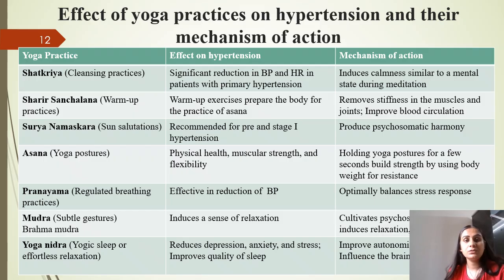Like Shatkriya, it helps to reduce BP and HR in patients with primary hypertension. The mechanism of action includes that it induces calmness similar to a mental state during meditation. Next one is Shri Sanchalan. Warm up practices, so that our body is prepared for the practice of asanas. So this removes stiffness in the muscles and joints and helps to improve your blood circulation.